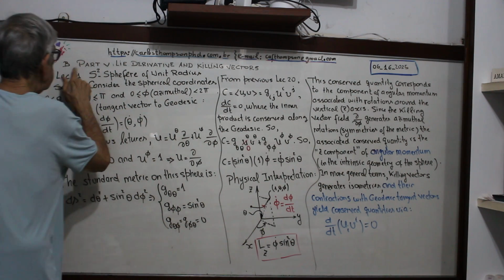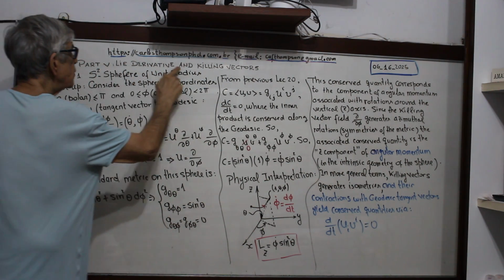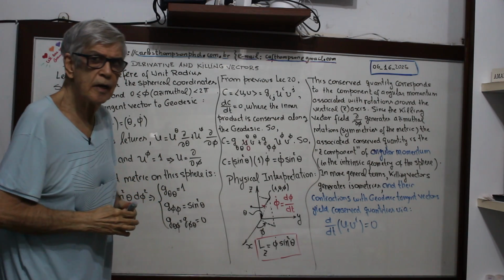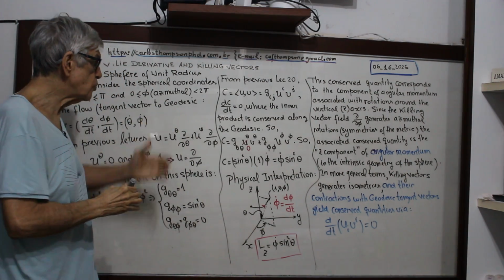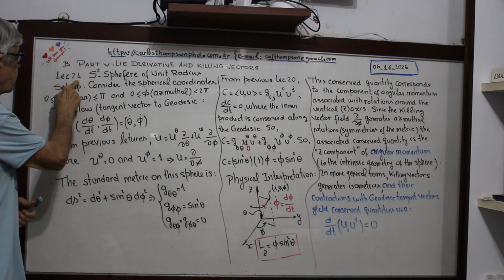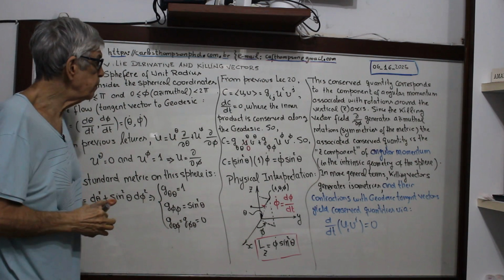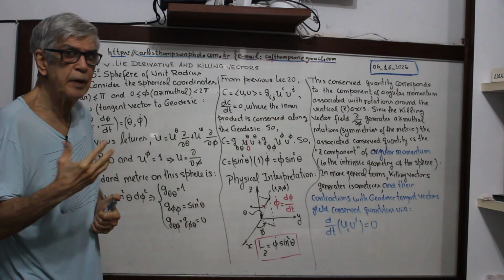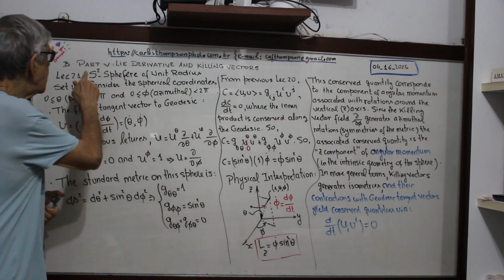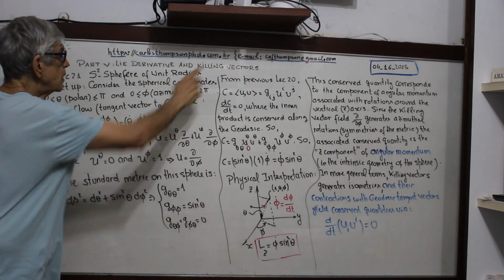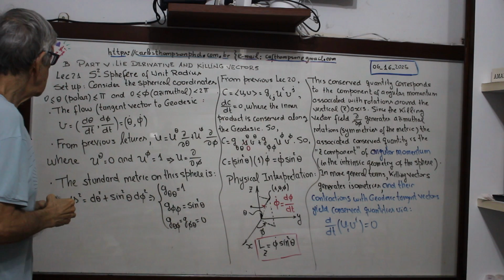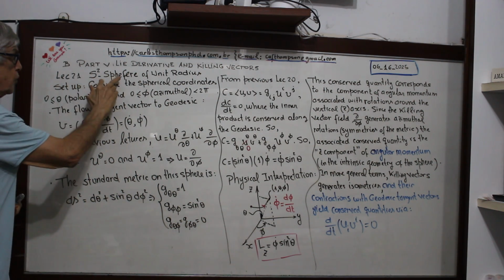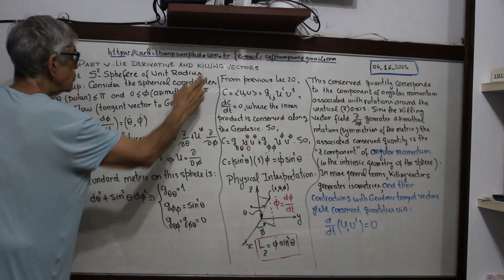Now, part 5, Lie derivative and Killing vectors. I would like to say that this lecture, lecture 21, will be the last lecture. We'll complete part 5, Lie derivative and Killing vectors. Now, lecture 21: the sphere of unit radius.